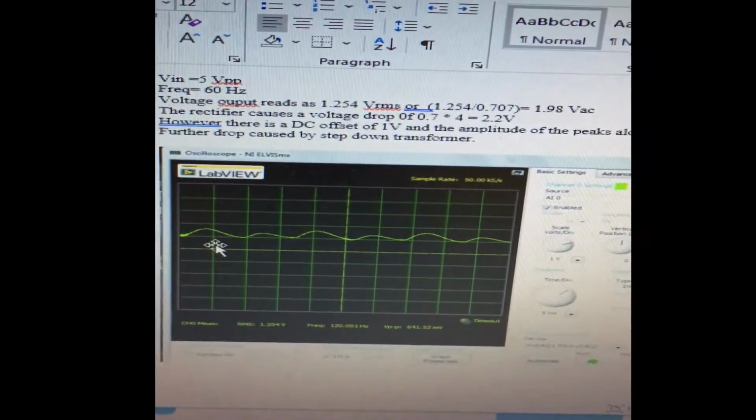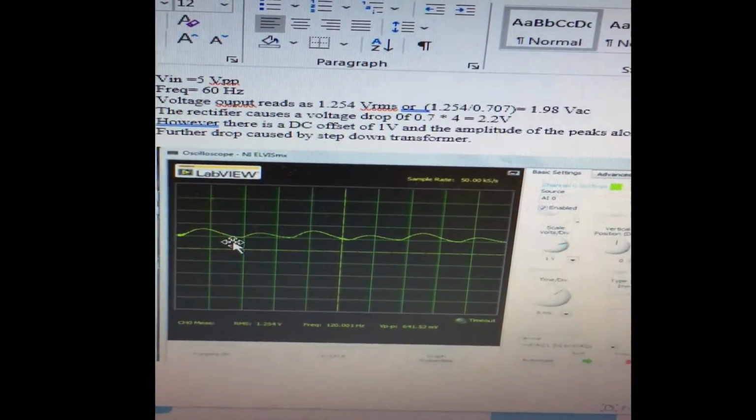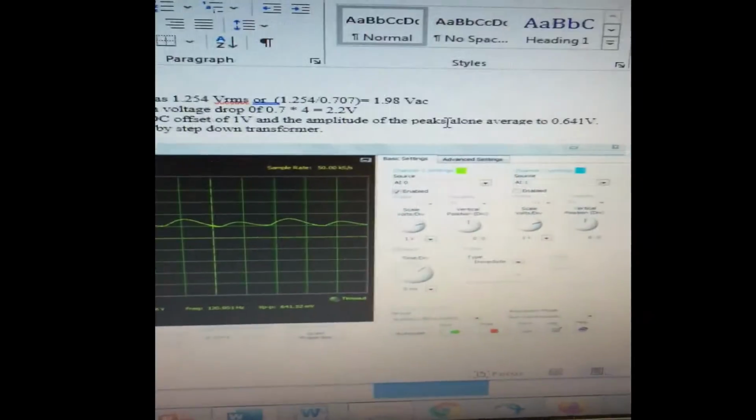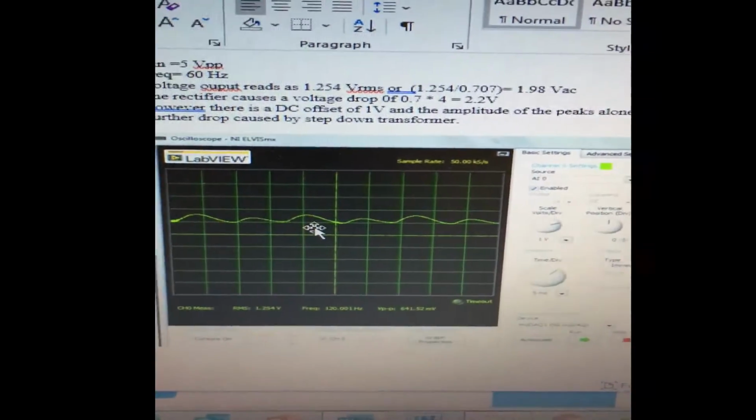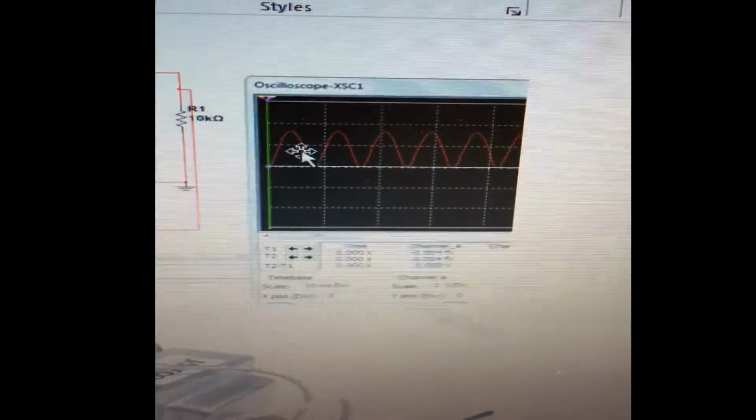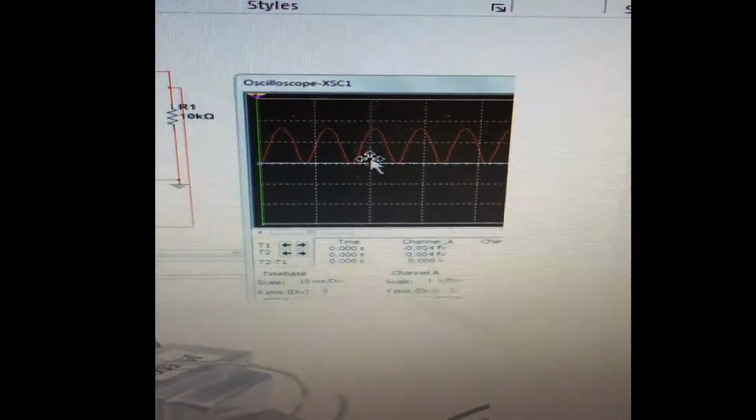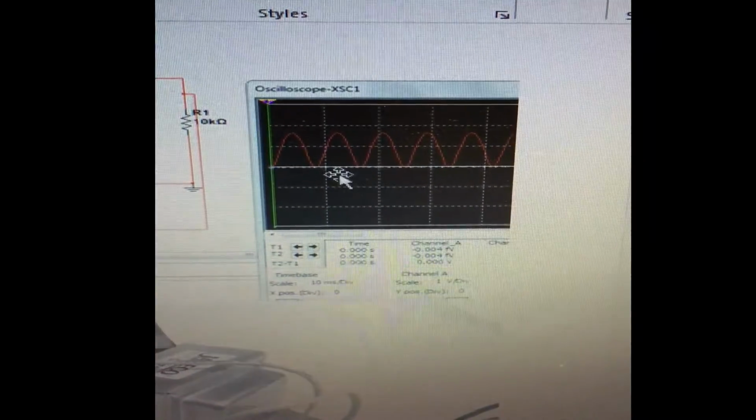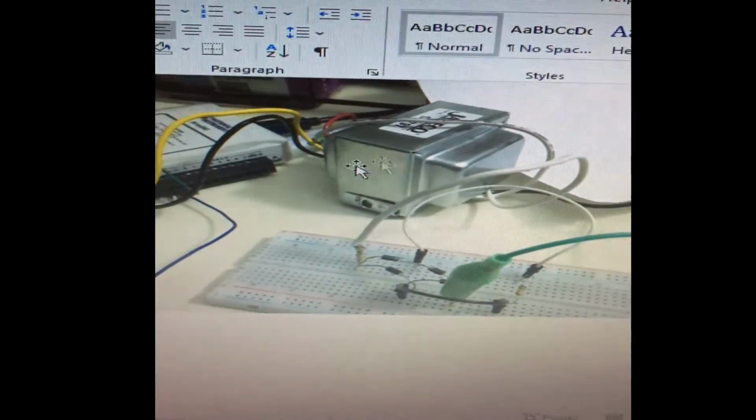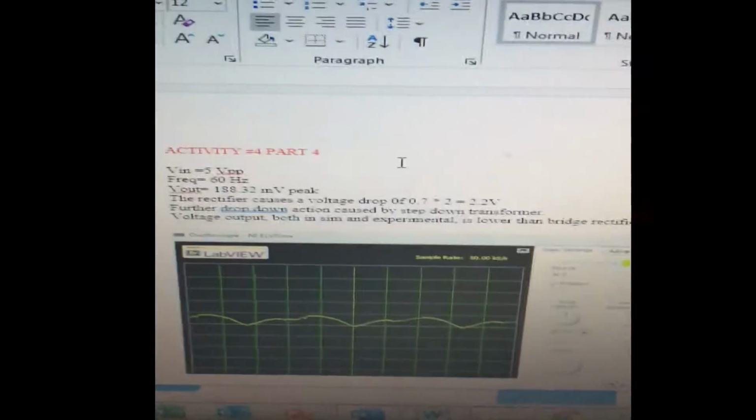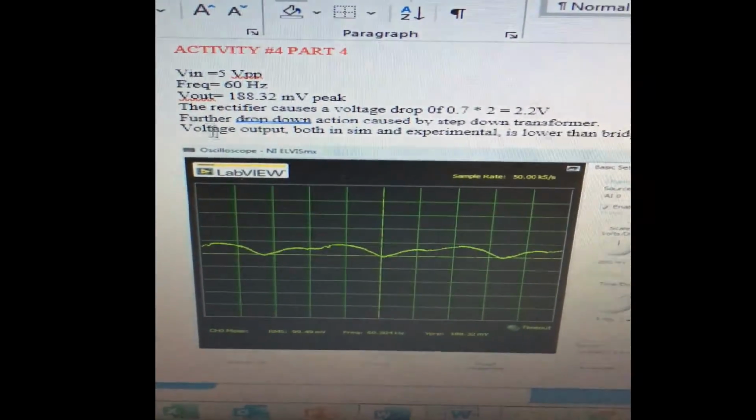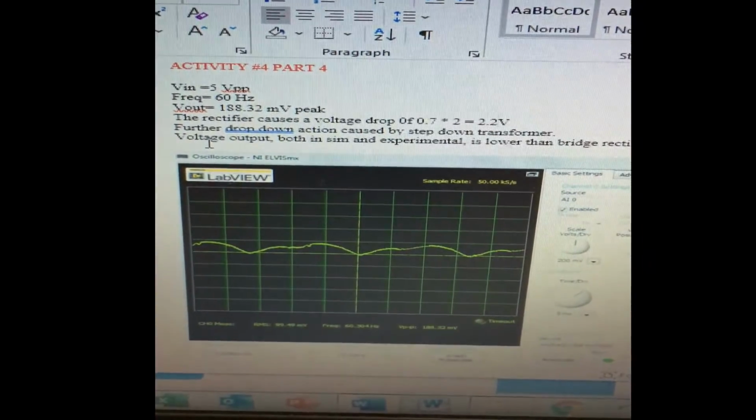And interesting to note is that there's actually a DC offset of 1 volt in here, while the amplitude of the peaks alone is averaged to around 0.641 volts. However, in the Multisim result, there is actually no DC offset, it's just the peaks. It's a positive peak output for each cycle. And here is the circuit itself, and there's a big transformer. Very hard to use. Very unconventional. It's too big. And this is part 4, but instead of a bridge rectifier, it's a center tap transformer.